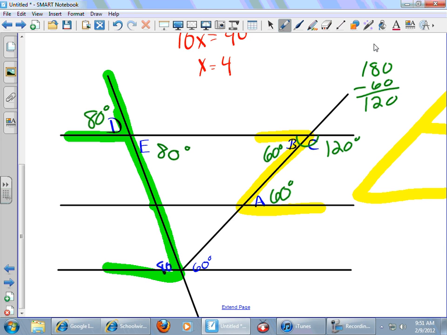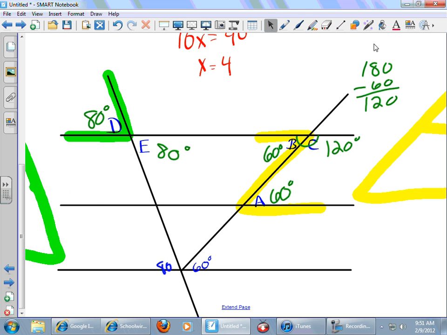Okay? One more thing about this. What if you wanted to find angle F? Well, these three together make 180 degrees, right? So, I could add 60 and 80 and get 140. And therefore, 180 minus 140 would be 40 degrees. Okay, should be pretty good at those by now.